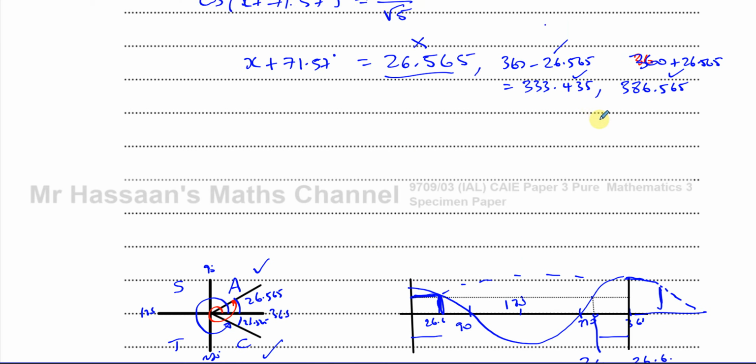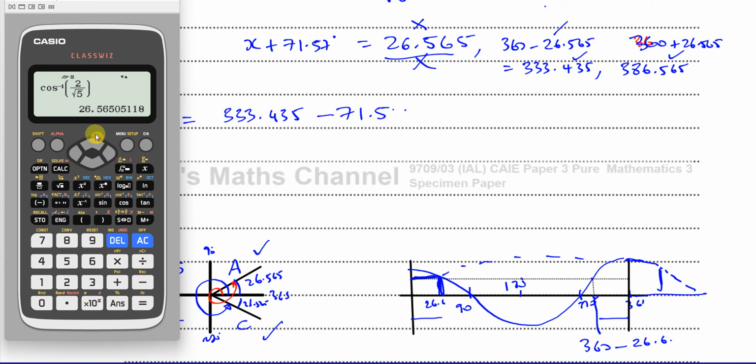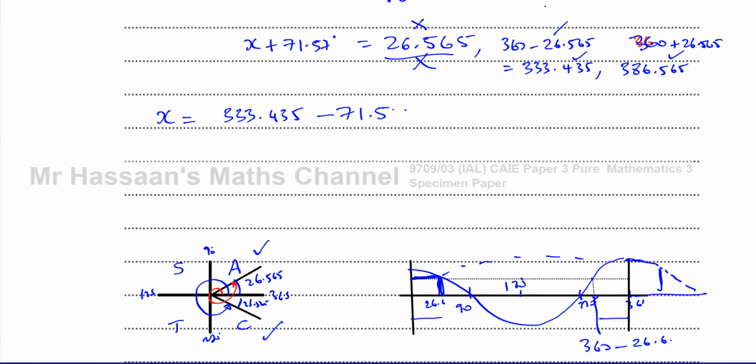So now what we can do is we can find what x is. So we're going to reject this answer. We're going to take these two answers. We have 333.435 minus 71.565. I think it was 565 actually. Okay, before when we got it, let's just make sure. Okay. Yeah, so I'll keep it as that for now, the same degree of accuracy for my calculation. All right, and the other angle would be 386.565 minus 71.565.